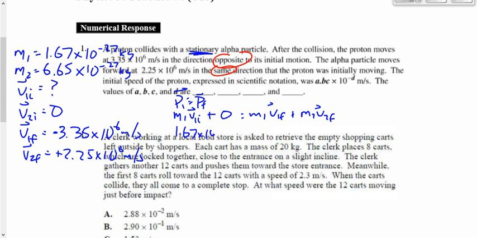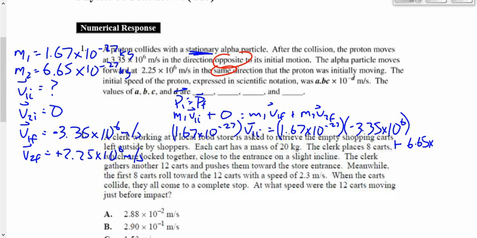1.67 times 10 to the minus 27 is our mass of the first one. V1I is what we're looking for. Equals 1.67 times 10 to the minus 27 times V1F. What is V1F? Negative 3.35 times 10 to the 6, plus 6.65 times 10 to the minus 27 times 2.25 times 10 to the 6. Okay, so let's combine these numbers, and then let's divide by 1.67 times 10 to the minus 27. When we do that, we should get an answer that is 5.61 times 10 to the 6.